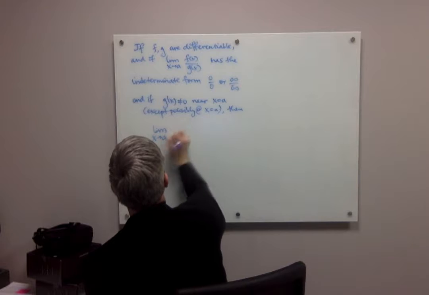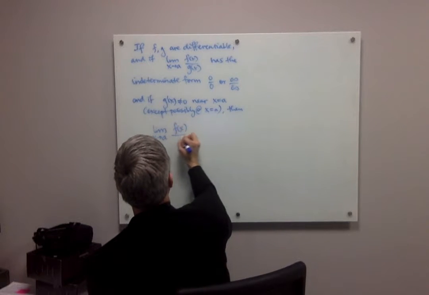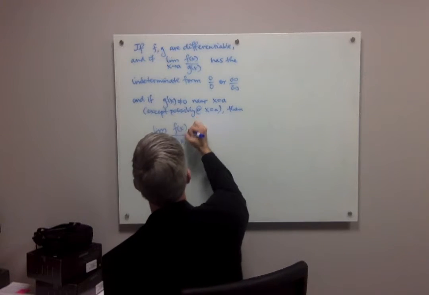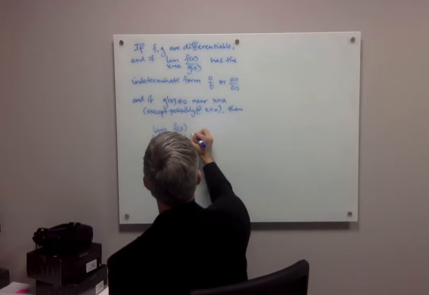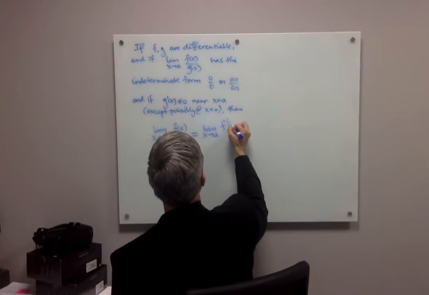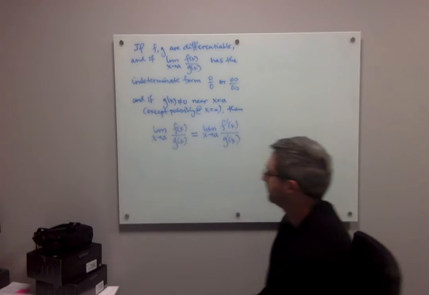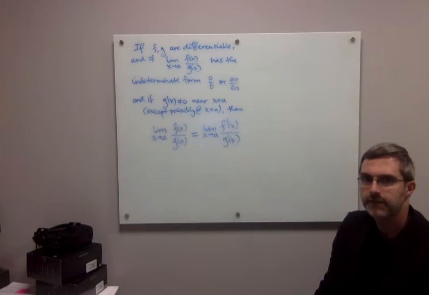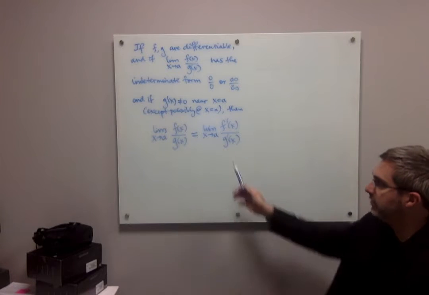so I'm trying to do the limit as x goes to a of f of x over g of x, and I'm getting 0 over 0 or infinity over infinity. What you do is you set that limit aside and instead look at the limit of the derivative of the top over the derivative of the bottom. Okay? So we're going to look at a completely different limit.